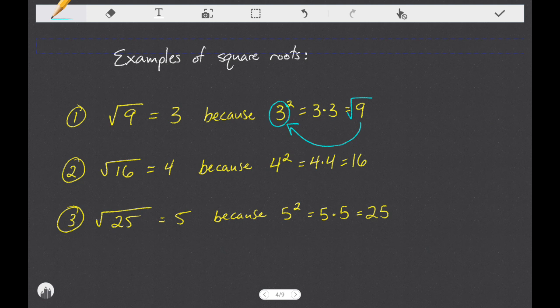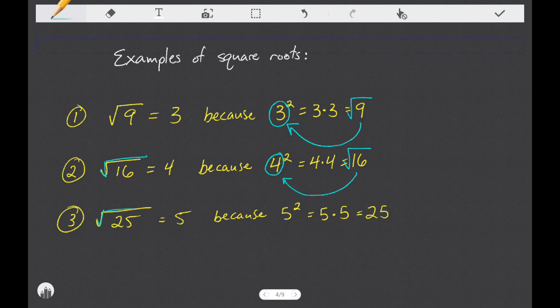Okay? So if I were to ask you, like example 2, the square root of 16, what number did I multiply against itself? What number did I times itself by to get to 16? Again, that would be 4. So if I did the square root of 16, I want to go backwards and say, what number was it that I multiplied against itself twice? And it's 4.